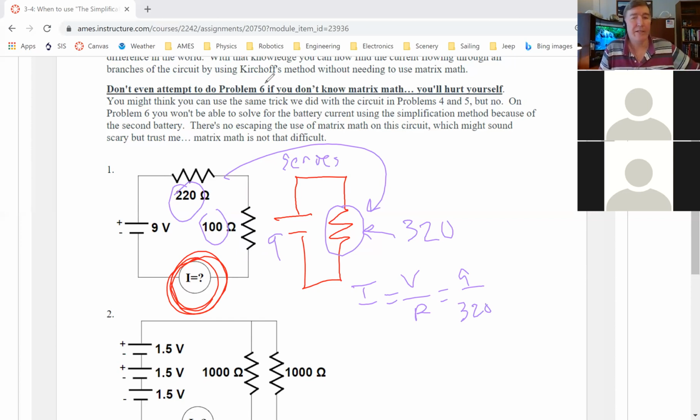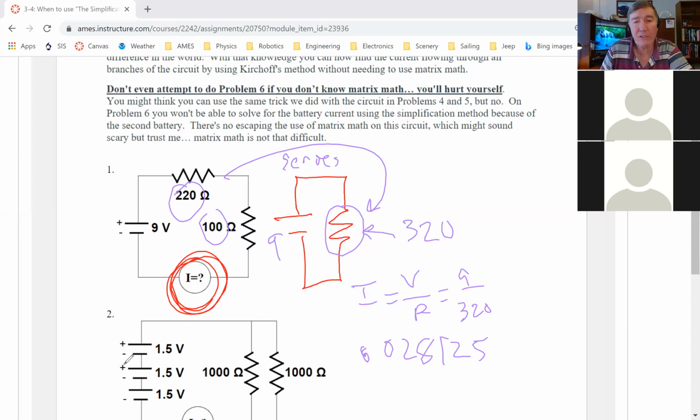Okay, all right, that sounds good to me. So 9 divided by 320. So I get 0.028125. Okay, and so that's obviously going to be in amps.